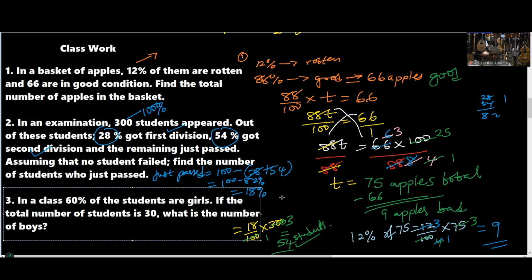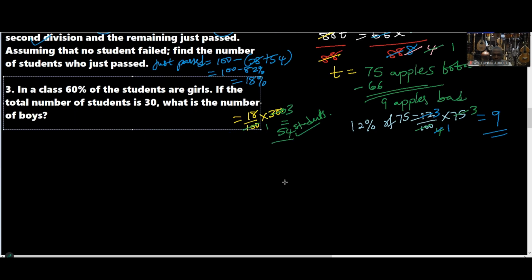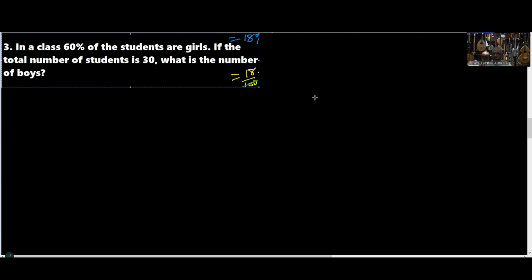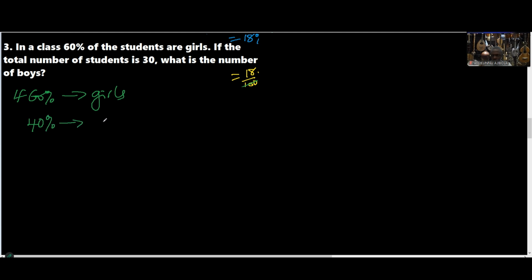So this third one, let's move it to the bottom and try to attend to it. In a class, 60% of students are girls. What percent are boys? They didn't ask us for that, but I'm just asking. So if 60% are girls, what percent are boys? What remains to make 100? 40. 40% are boys, according to the question.